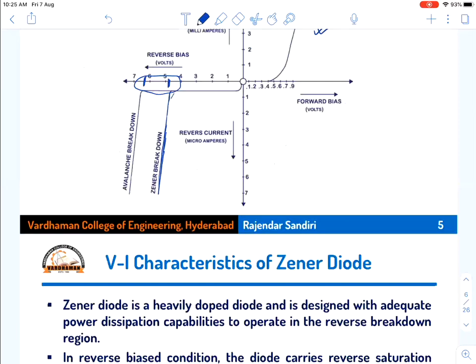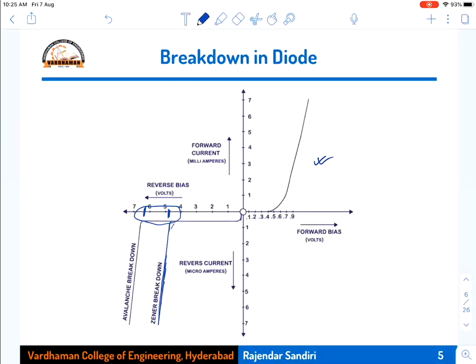So the same is what the graph is showing. This is the reverse saturation current, which is constant. We call it I naught. Till which voltage is it constant? Till the breakdown voltage it is constant. After the breakdown voltage, it suddenly increases. So for low values of the reverse voltage, the current will be constant.